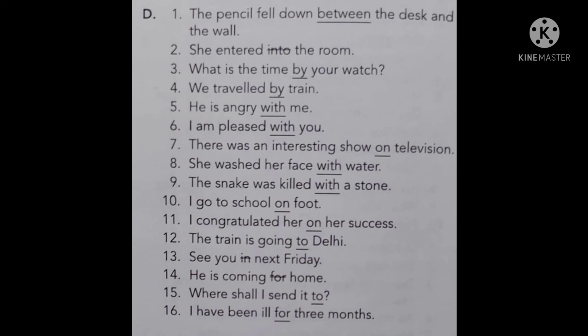We already told that whenever means of transport is used, we will use by. He is angry upon me. Upon is wrong. He is angry with me. With me is the correct answer. I am pleased at you. Again, it is I am pleased with you. Next one, there is an interesting show at television. There is an interesting show on television. At is the wrong way of using it. It is on. She washed her face in water. She washed her face with water.